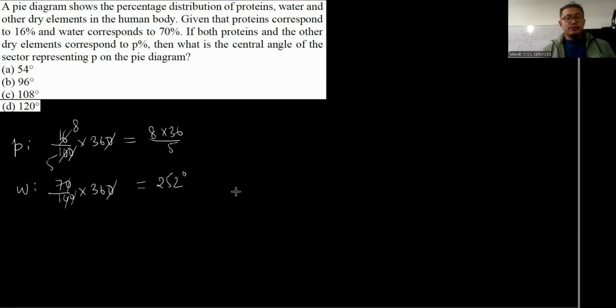Now the fraction: if both proteins and other dry elements correspond to P%, then the protein is 16%, P% plus PR% plus other dry elements D%. Then what is the central angle of the sector representing P on the pie diagram?